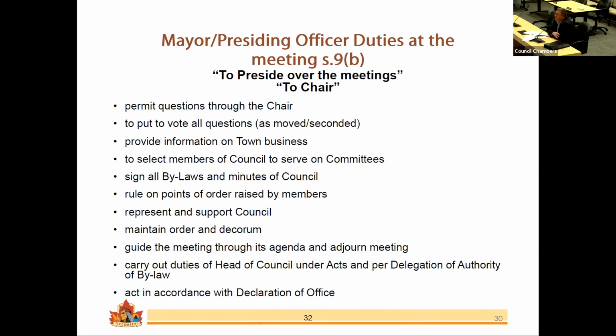So just briefly, as far as the mayor's or the presiding officer's duties at the meetings, and then moving quickly over to rules of debate or order. It's exactly what's stated: to preside over the meetings, to chair. So permitting questions through the chair, to put to vote all questions, sign all bylaws and minutes of council, rule on points of order, generally maintain order and decorum at the meeting itself, and guide the meeting through the agenda as that meeting continues, and to finally adjourn. Next slide.